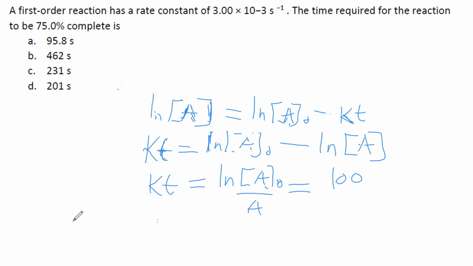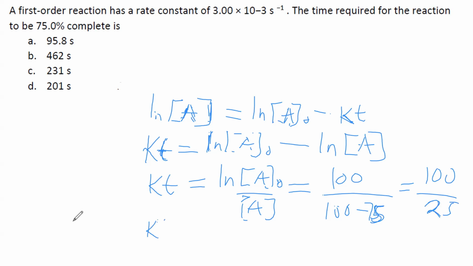So how are we now going to know the exact amount of the reactant that is left? This is A, that is the final concentration. For you to know the final concentration, we are now going to say 100 minus the 75%. So 100 minus 75 gives us 25. We now have 100 divided by 25, and that is going to give us 4. So we now have Kt is equal to ln 4.